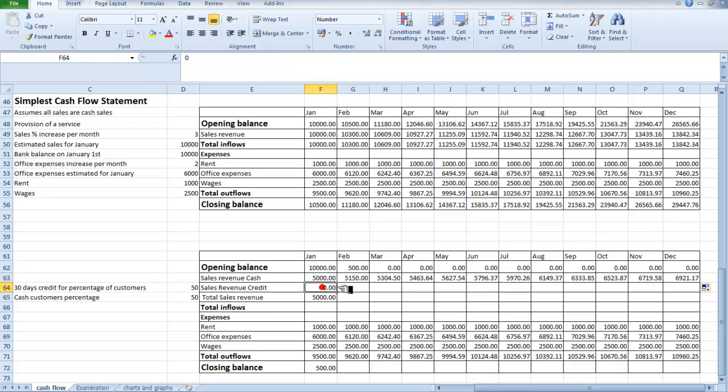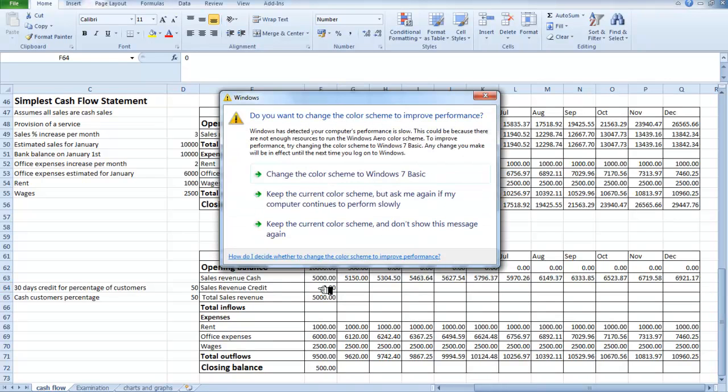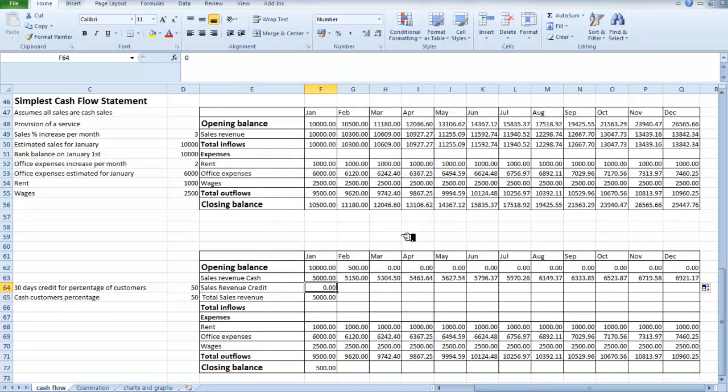That's fine, but how do I do it now for the sales revenue on credit? Well, obviously in the first month, if they've got 30 days to pay, which is about a month to pay, then they're not going to collect any money on credit. So what happens in the second month? Well, essentially they are going to have 50% of the previous month's sales. That's what they hope to collect.